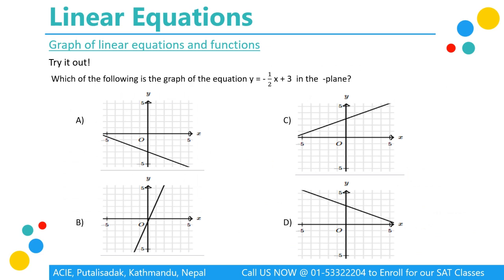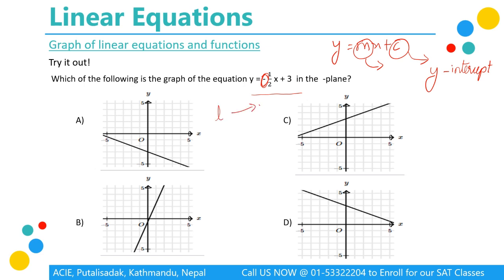So which of the following is the graph of the equation y is equal to minus 1 by 2 x plus 3? So this is our y-intercept or slope-intercept formula, which is y is equal to mx plus c, where m is going to be our slope and c is going to be our constant or y-intercept. So first of all, we have to find the slope. In this case, the slope is going to be negative. So from left to right, it is in a downward motion. So it's not going to be B, and it's not going to be C, just on the basis of that.